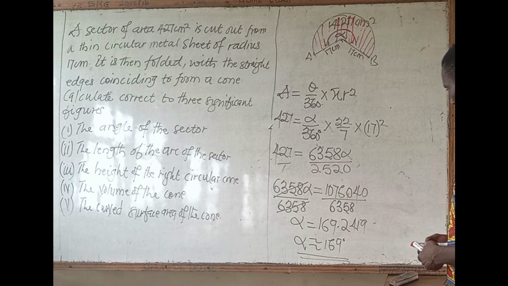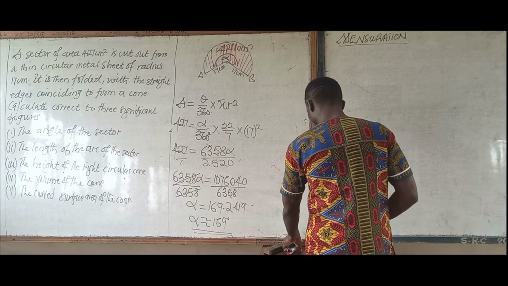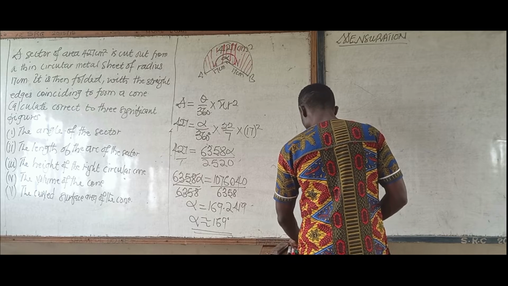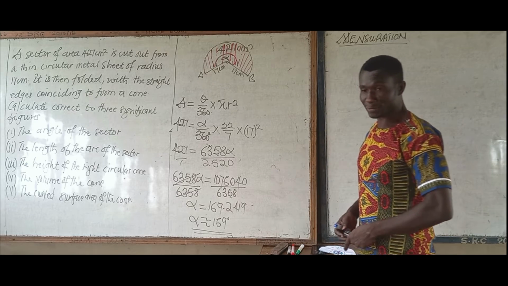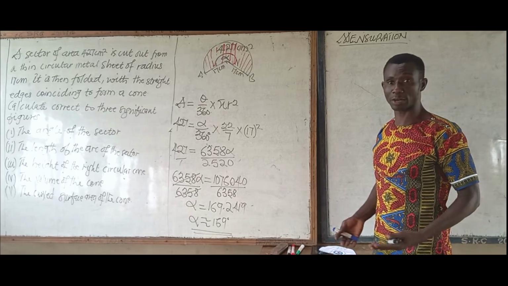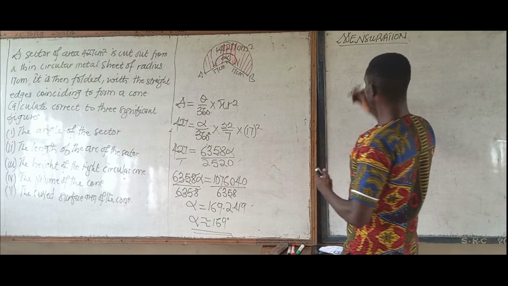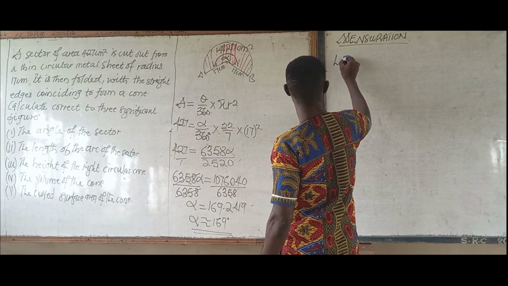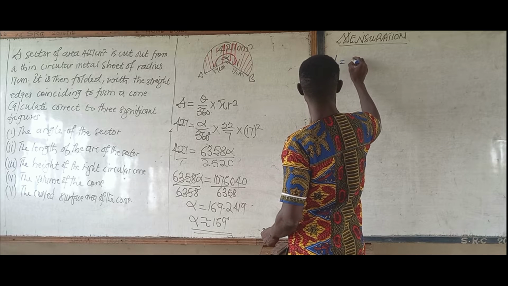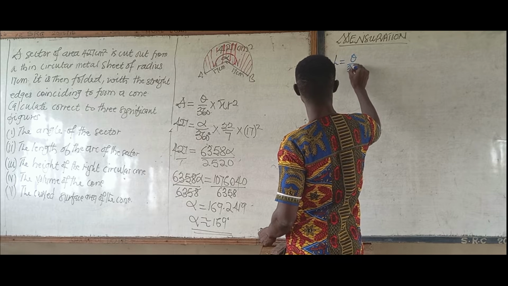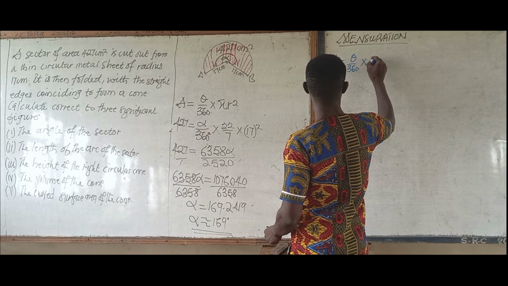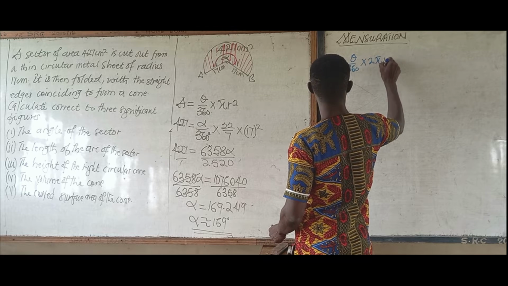Now, since we know the area of the sector, let's calculate the length of the arc. We have different ways of calculating the length of the arc, but now let's use what we do. After that, I will reduce it to a very simple formula for you. Length of the arc, L, should be equal to theta over 360 times 2 pi r.